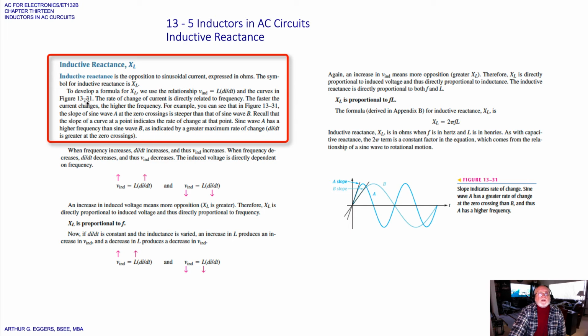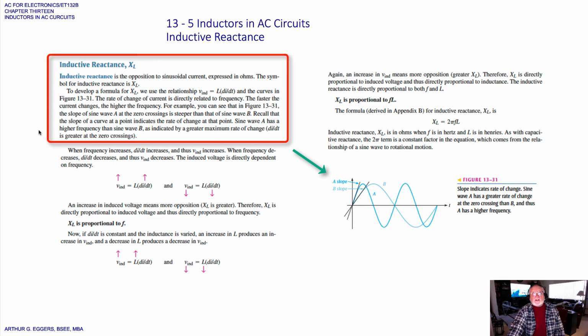And in the curves in figure 13-31, the rate of change of current is directly related to the frequency. And we can see that as we develop, just like we did for the RC. You'll notice the difference between waveform A and waveform B, the slope being depicted in the sinusoidal waveform. The slope of sine wave A at the zero crossing is steeper than that of sine wave B. Recall that the slope of a curve at a point indicates the rate of change at that point.